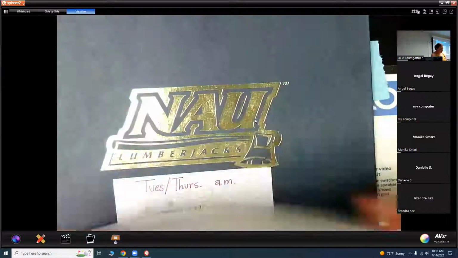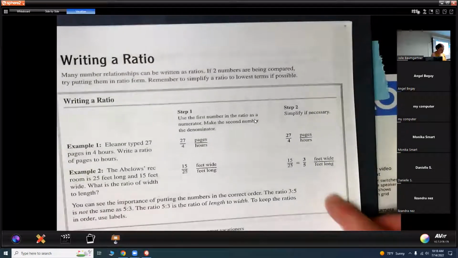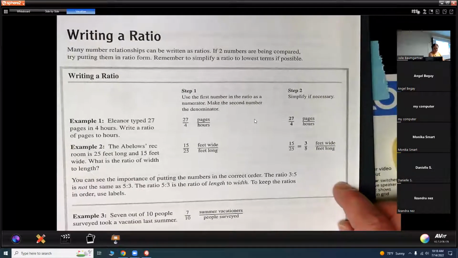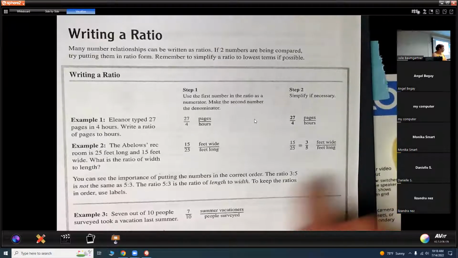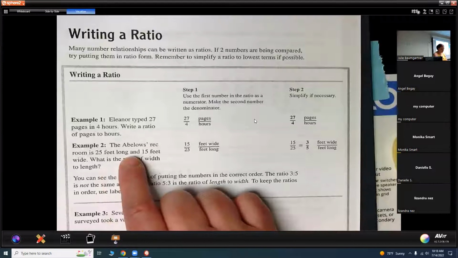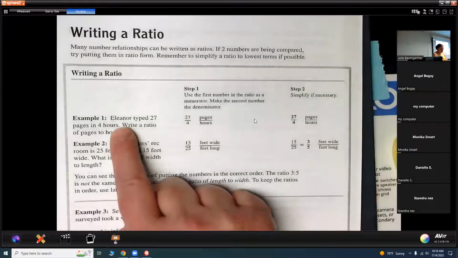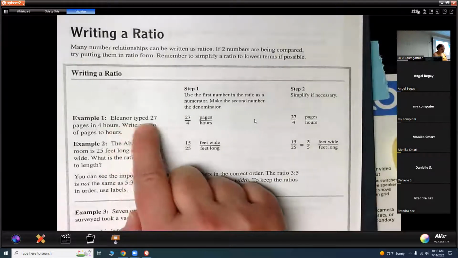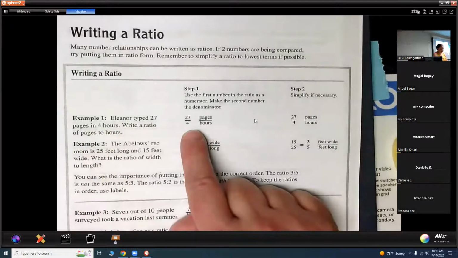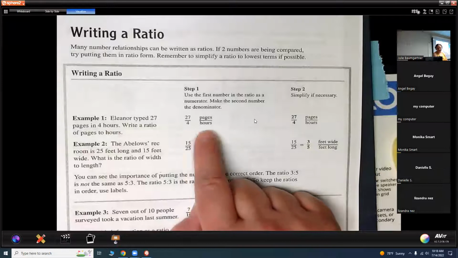Okay, so we already looked at this a little bit, so this should just be review, right? But so just kind of dipping our toe here. So we're on the second page, Spencer, I think you can find it. So we might see something like Eleanor typed 27 pages in 4 hours, right? So her rate of typing, I guess, right?